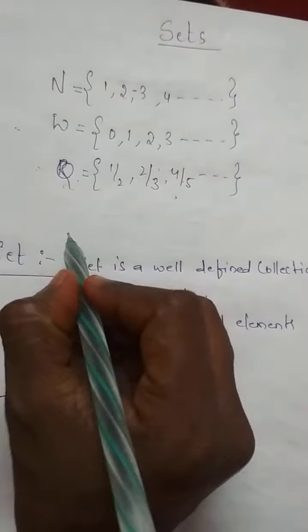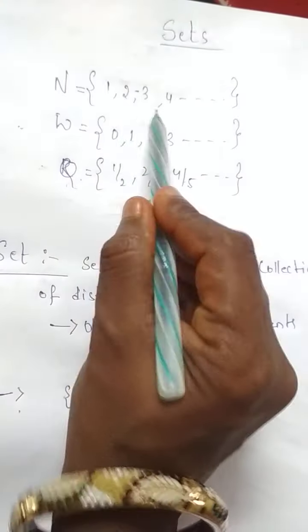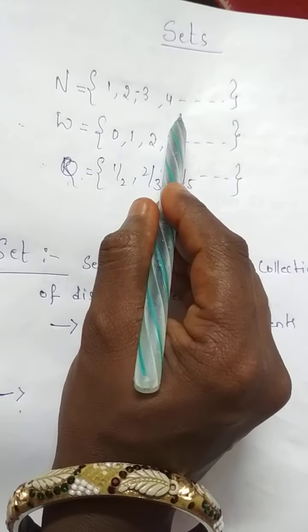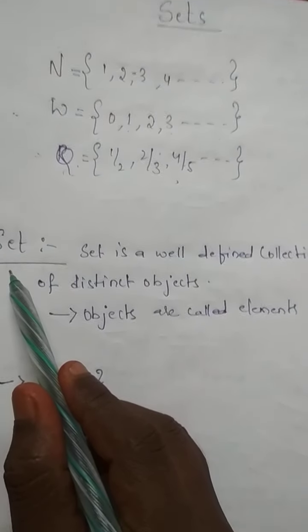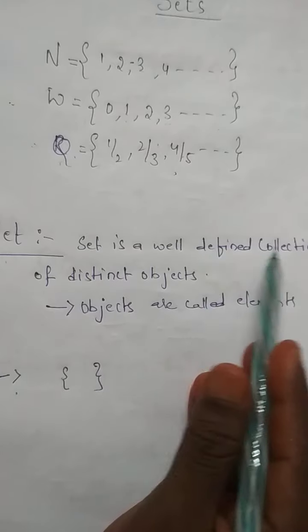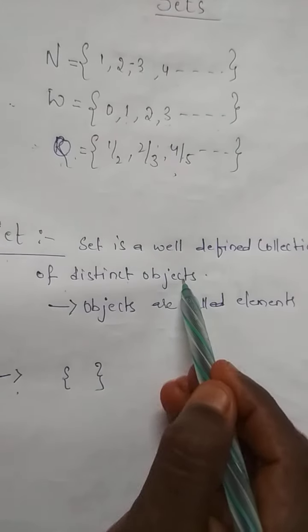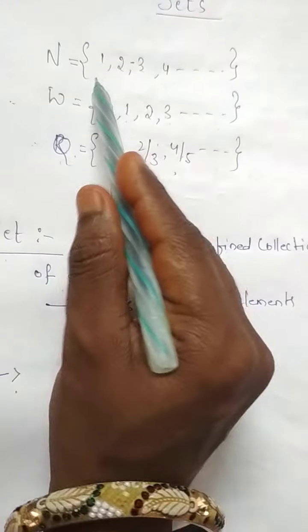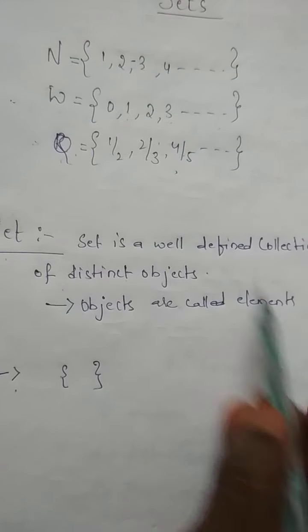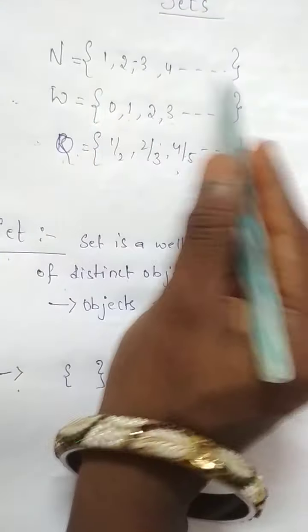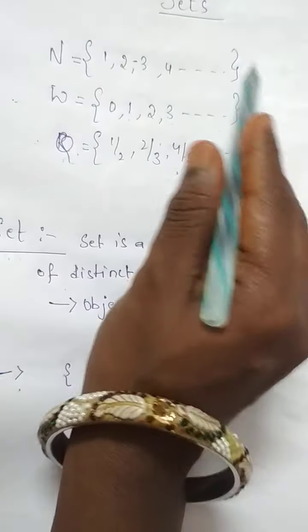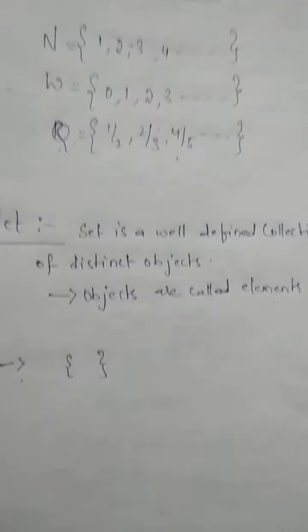A set is nothing but a collection of some different elements. So, the set definition: a set is a well-defined collection of distinct objects. Here, objects are nothing but elements, and they are represented by a set. If you write this set only, it is correct.